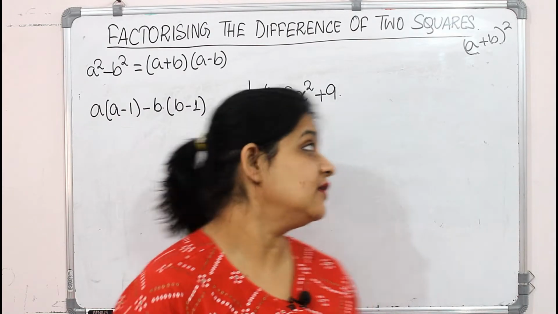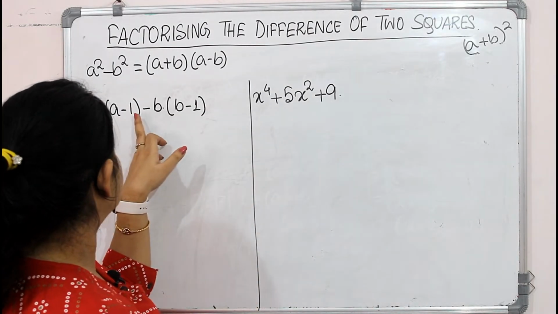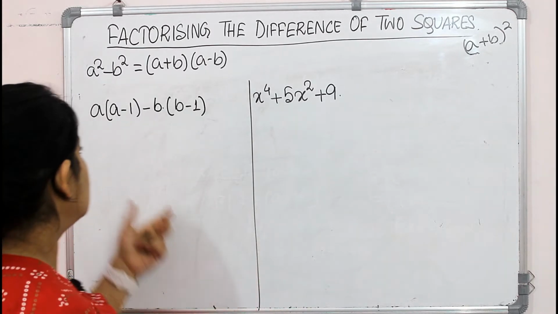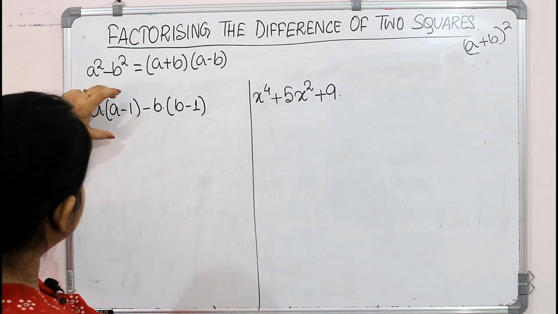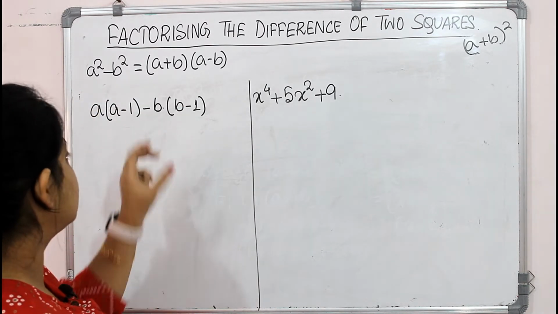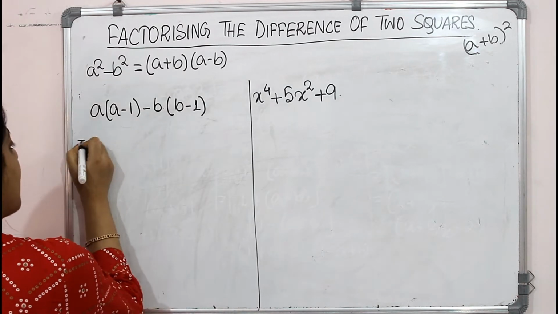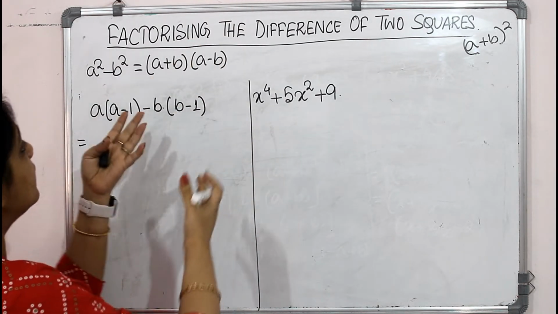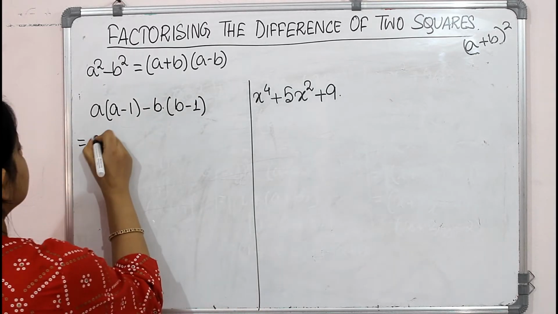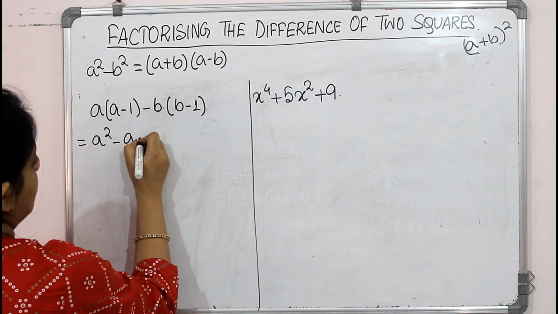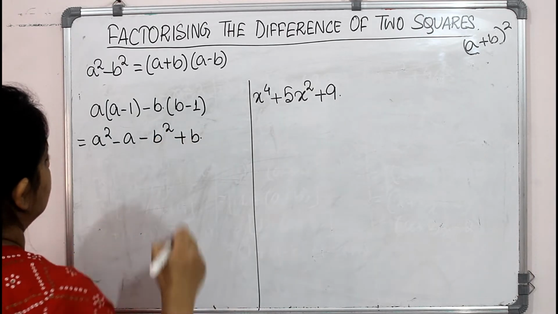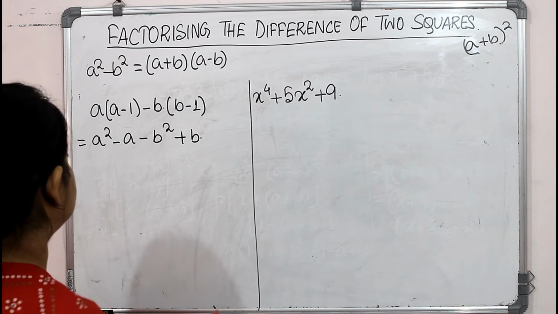The next sum is a(a − 1) − b(b − 1). Okay, so this is one term where a product is there and this is another term. So you have to expand these terms to form it as a difference of two squares. So this is a square minus a minus b square plus b. Okay, plus b, yes.